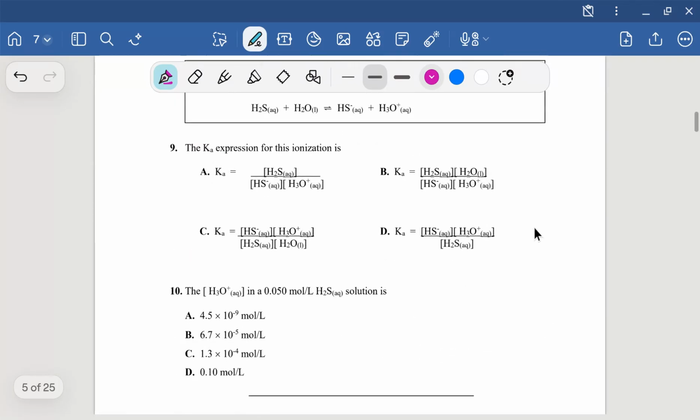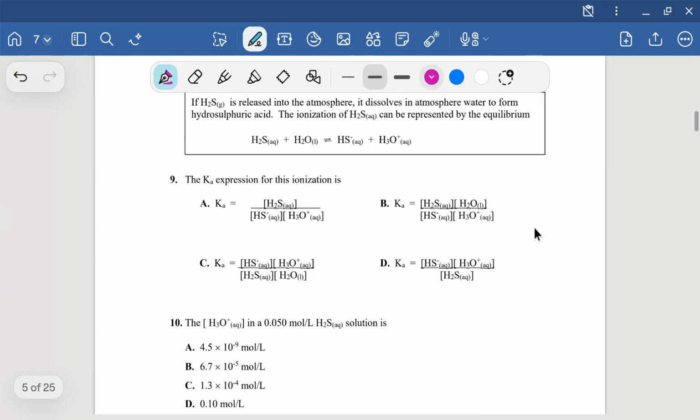Looking at this next one, the Kc expression, this is setting up the Kc expression and just knowing that unless every single state is a pure liquid, we do not include it. So the one that shows us products over reactants without water included was D.